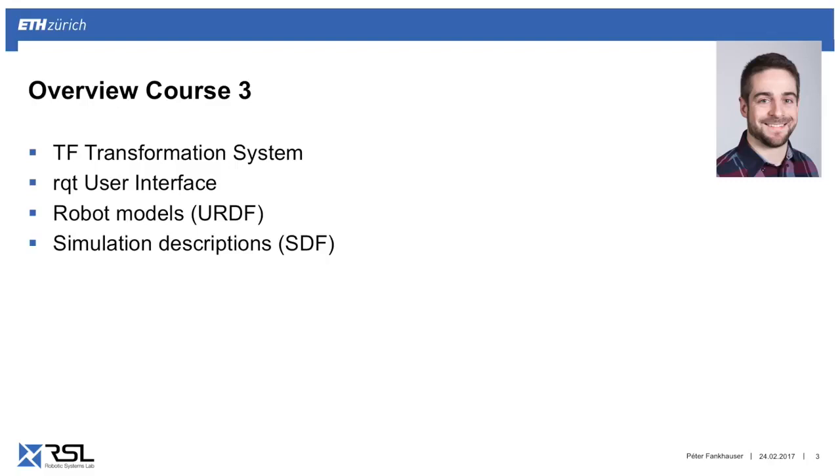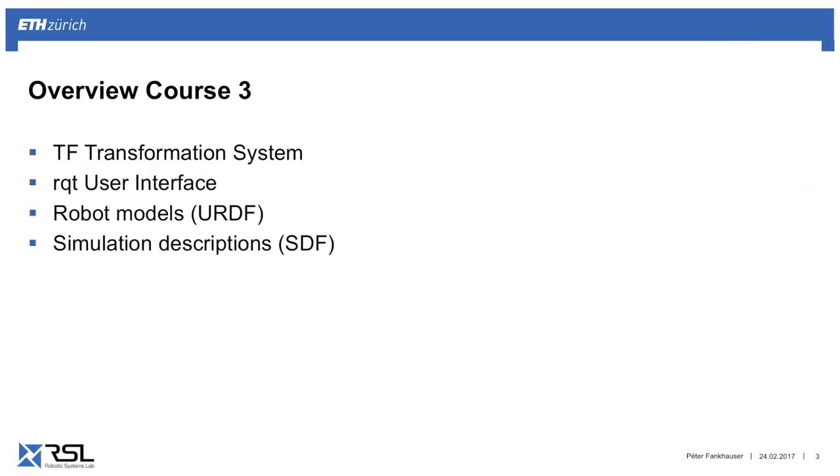And then I'm going to talk about the user interface, the RQt user interface, which is tools that are available for you to analyze and process things in ROS. And then we're going to talk about robot models, which are a description of your robot. Now you're working with the Husky robot, but many robots exist in this format. And then, just as background knowledge, we're going to quickly introduce the simulation description format, the one that you loaded when you were loading in Gazebo these different worlds.